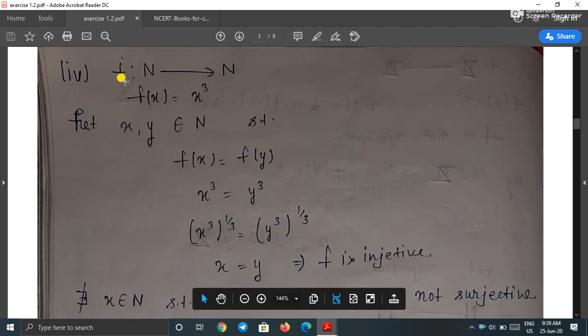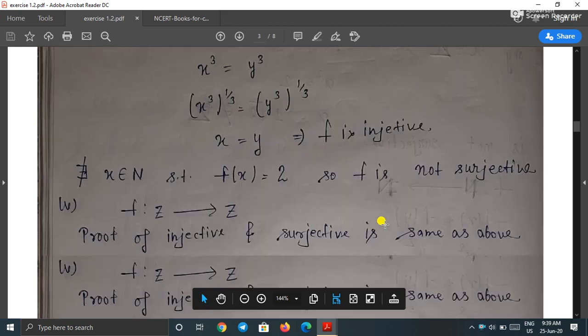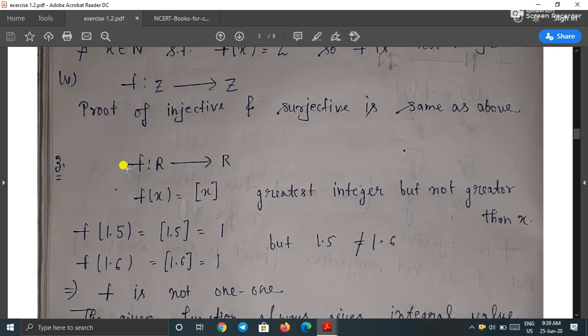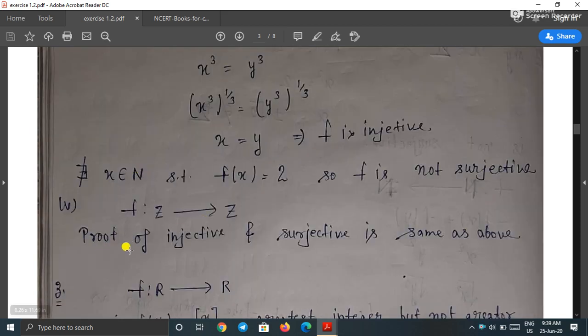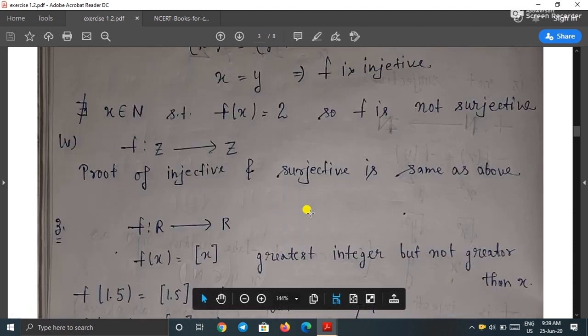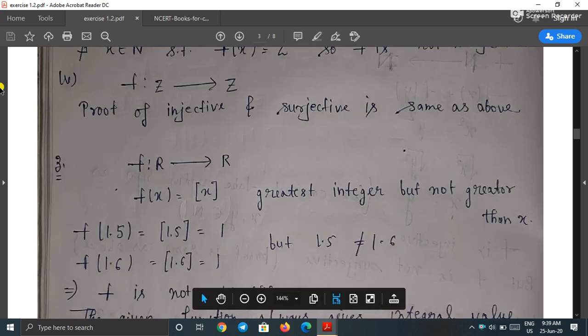Similarly we can check the injectivity and surjectivity of the function f of x is equal to x cube in fifth part, greatest integer function. Similarly, fifth part of this question can be done. Okay, now let us discuss the question number 3.